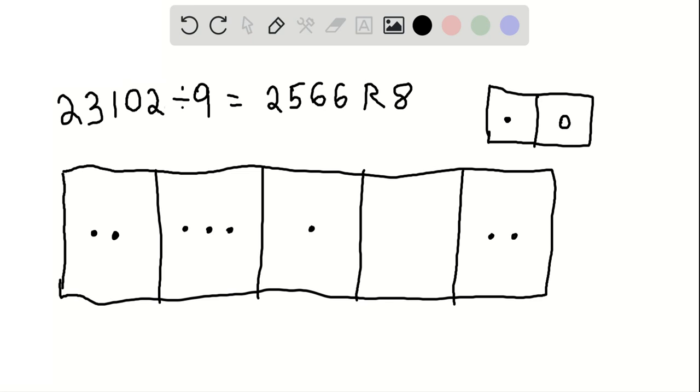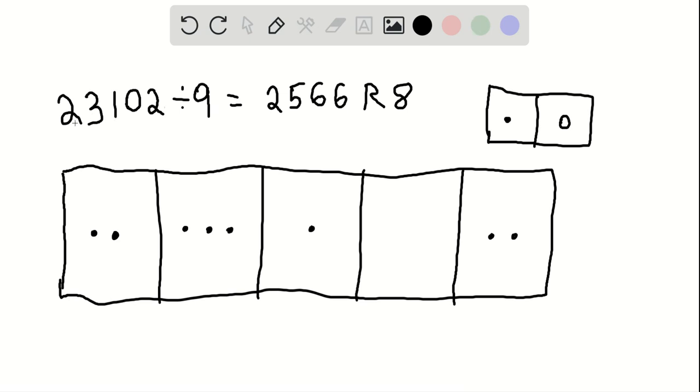Hello. So here is a pretty cool, interesting way to divide by 9. So in this example, we have 23,102 divided by 9. And what we can do is just go ahead and read our number 23,102, but as we go along, we just take the partial sum.